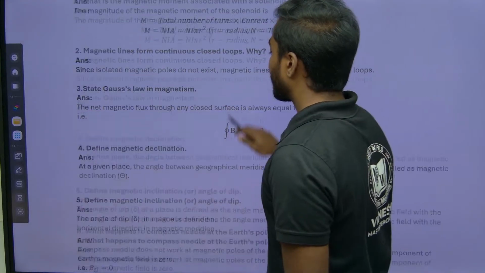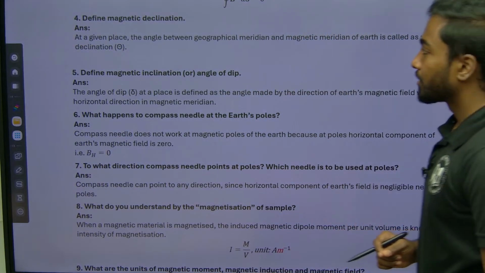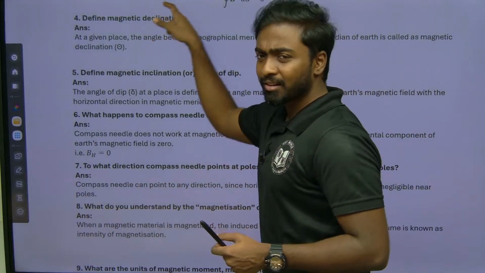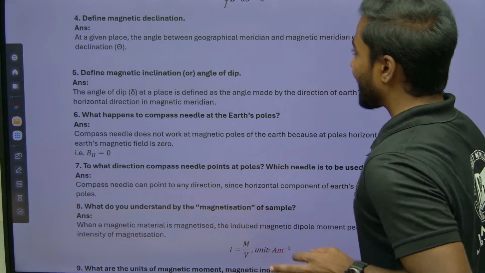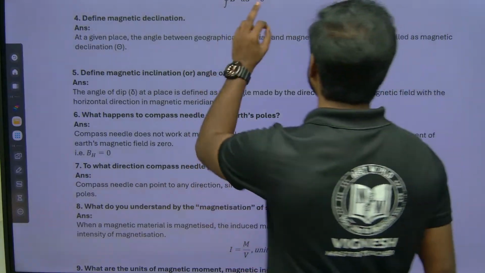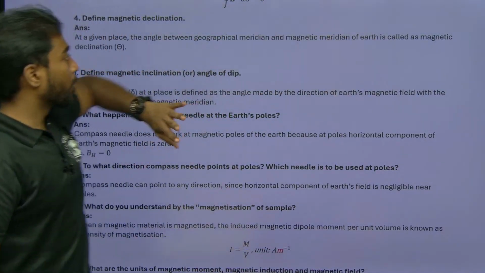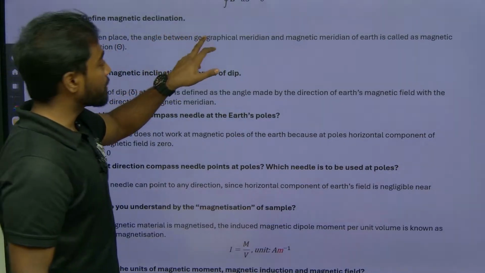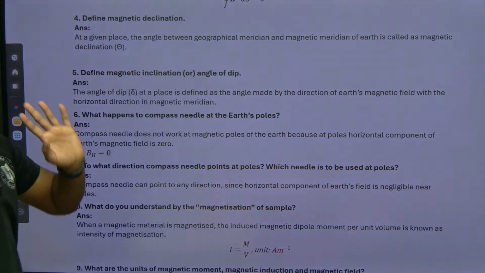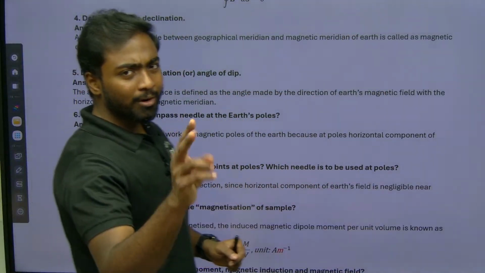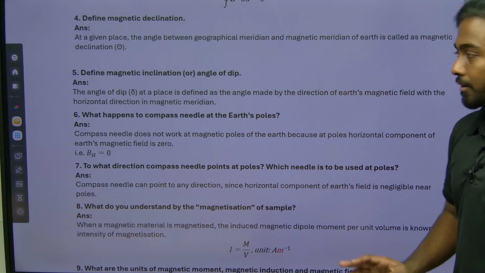Fine. So the next set of questions: define magnetic declination. The term declination itself says some angles are there, right? At a given place, the angle between the geographical meridian and the magnetic meridian of Earth is called magnetic declination. Only 2 words you need to remember: geographical meridian and magnetic meridian. Got it?